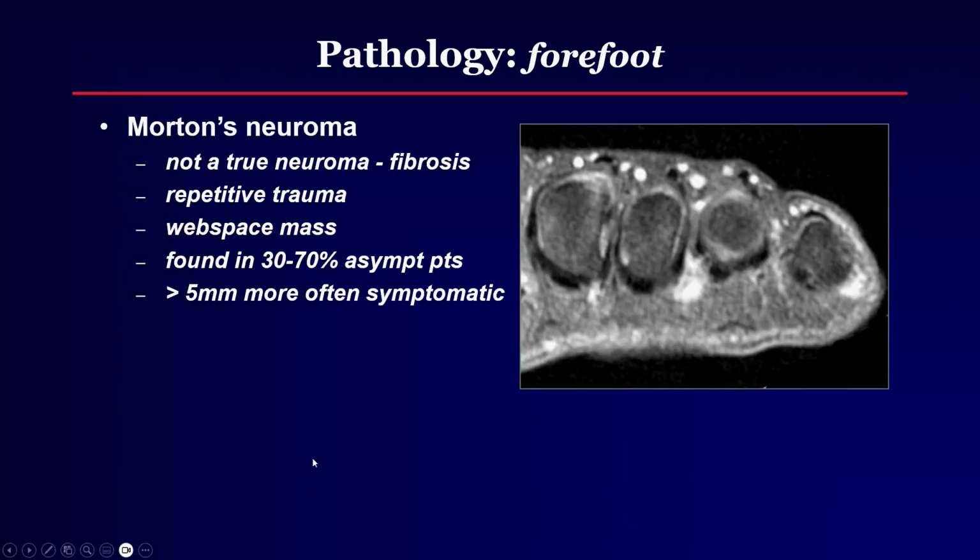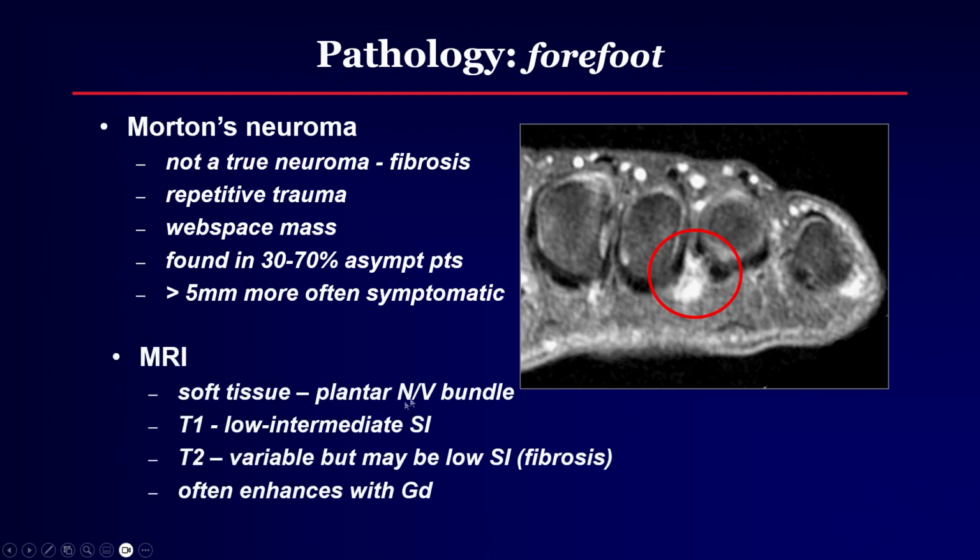All right. Morton's neuroma, check it out. So many patients have this. Remember, it's not a true neuroma. It's fibrosis around the digital nerve. Guess what? The larger ones are more often symptomatic, but there are a lot of us walking around with this kind of fibrosis with no symptoms. So clinically correlate, right?